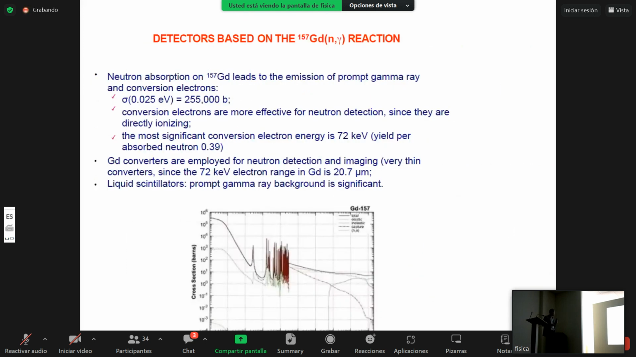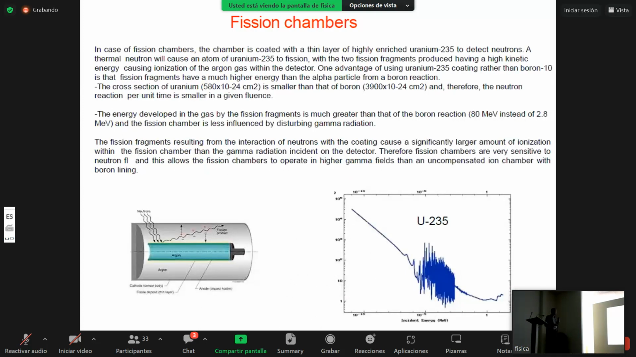Also, there are some disadvantages of using gadolinium: we have a very strong gamma ray background and have to somehow suppress it, to distinguish neutrons from gamma rays. And here, the last reaction which I showed you can also be used to detect neutrons. This reaction is similar to the reaction that goes on in a nuclear reactor core.